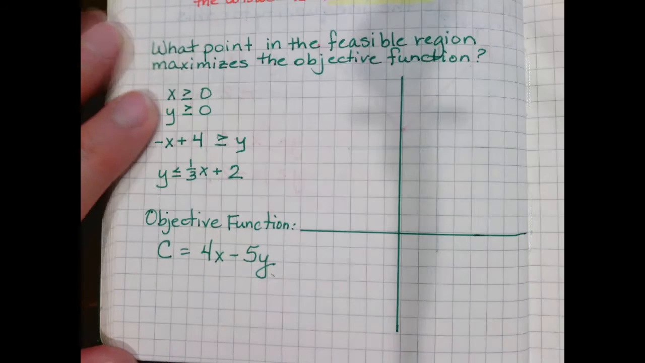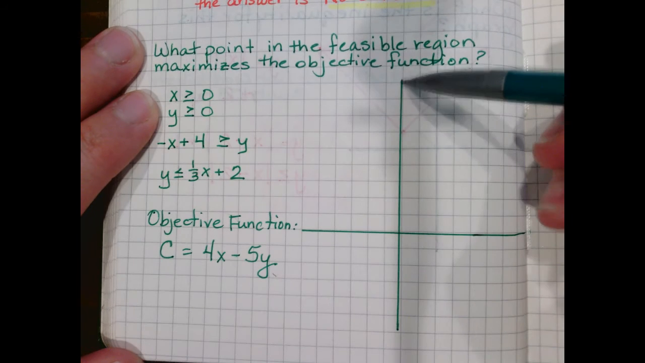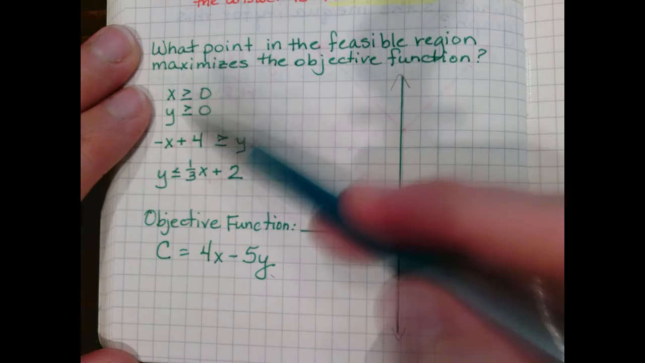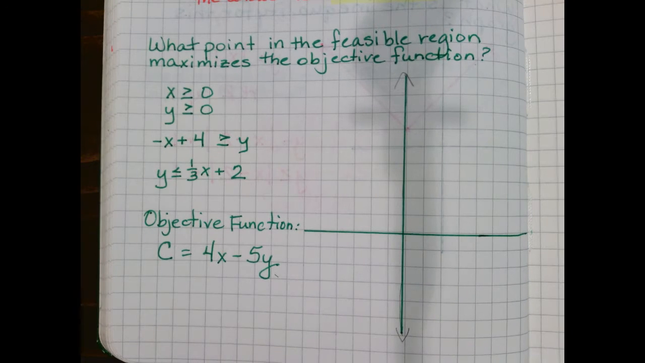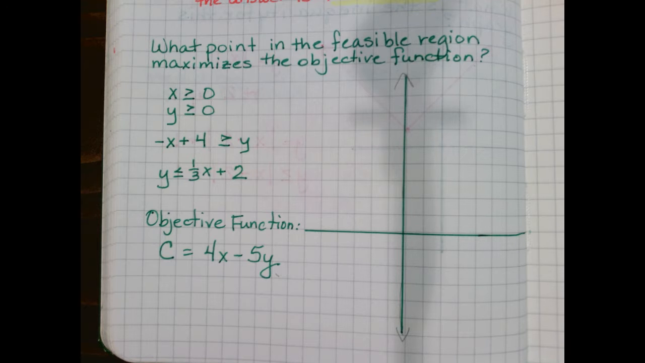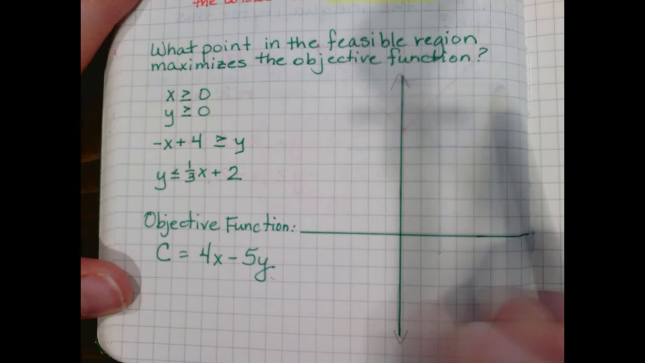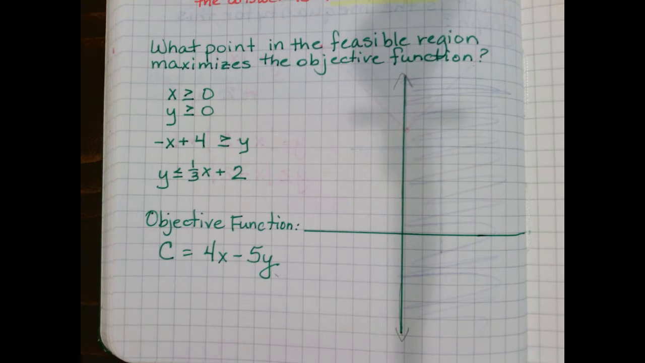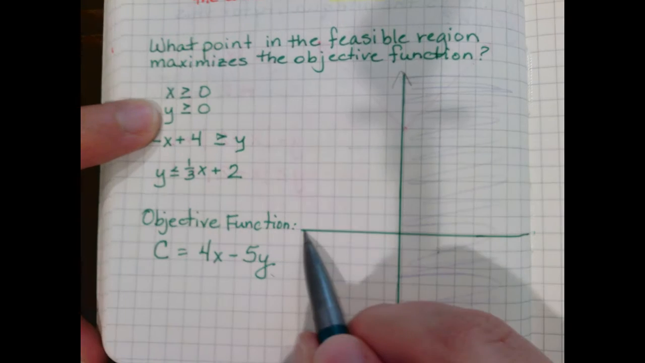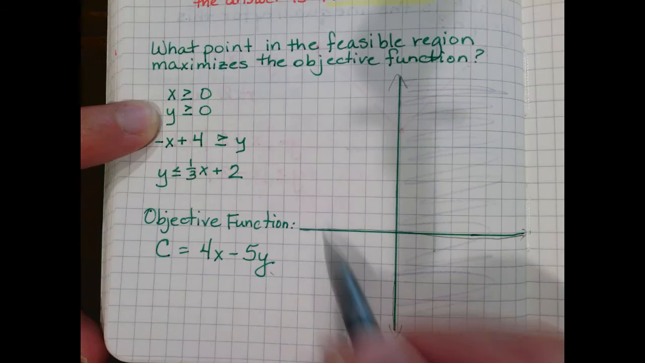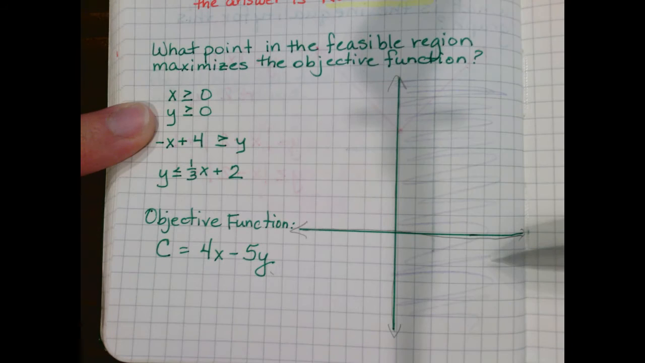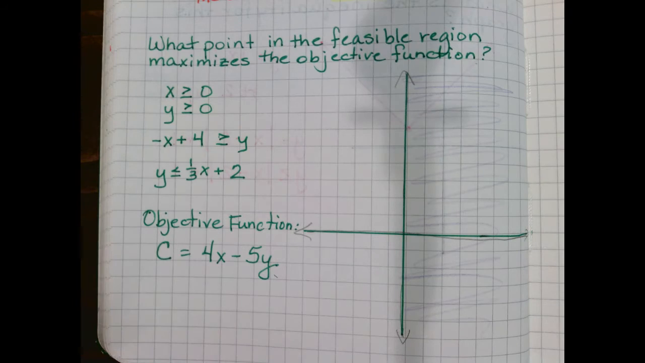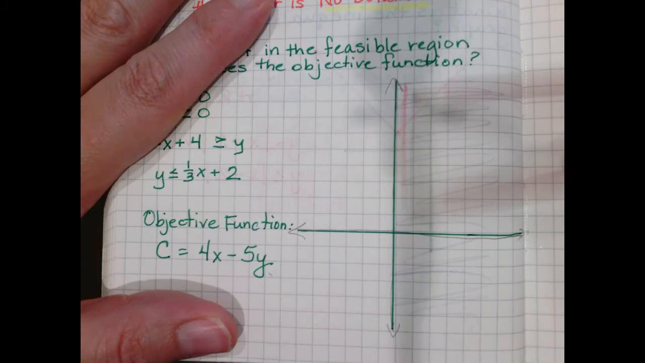So x is greater than 0. We know x equals 0 is the y-axis. So we have that, and x is greater than 0 is going to be on the right side of this, so I'm just going to shade very lightly. We're dealing with the right side here. And then y equals 0, that is the x-axis, and we're dealing with above that. I'm dealing with this region because that's where those two overlap.